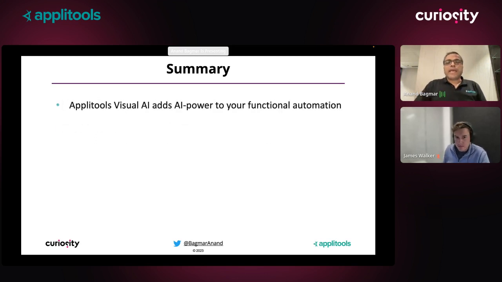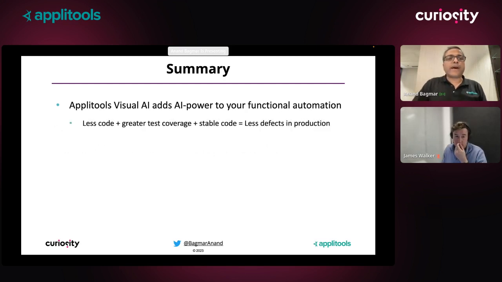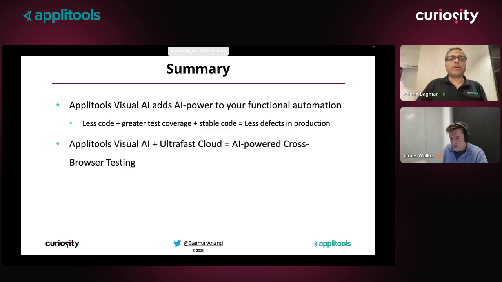The Applitools Visual AI can add AI power to your functional automation for your functional and visual validation. You'll be able to do this by writing less code, getting additional test coverage as part of it, and with the self-healing capabilities, your test is also going to be more stable. With the Applitools AI approach, you need fewer locators to implement your tests and do the validation. Hence, you're going to get fewer defects in production.